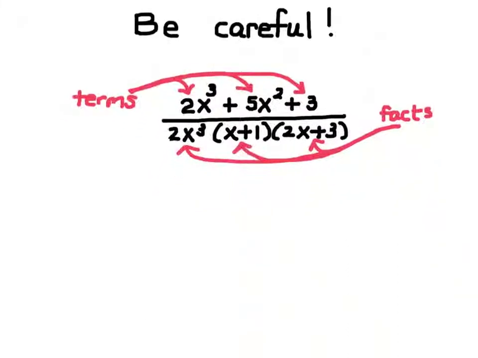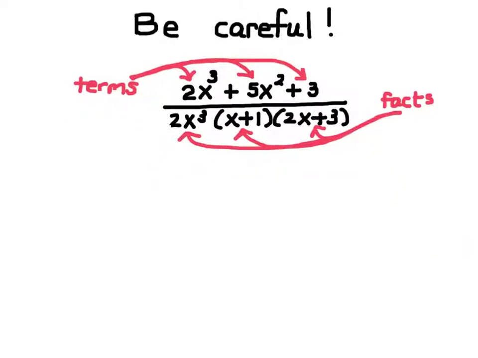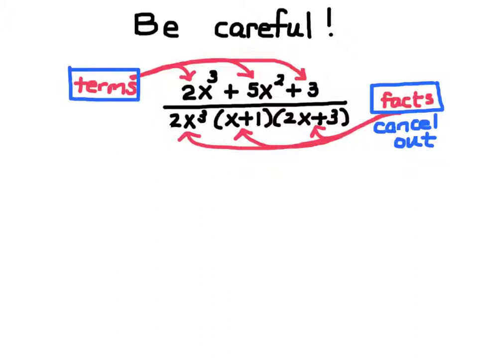Okay, let's move this up. What I want you to be careful of is I want you to cancel out only factors. So only factors can be canceled. So let's put a little box around factors so that we know that if we have nothing but factors in the numerator and the denominator, we can cancel those out. Those cancel out. Factors between the numerator and the denominator. Terms do not cancel out. So let's put a box around that. Terms do not cancel out. So terms do not cancel.